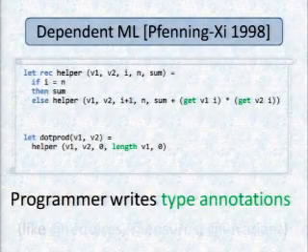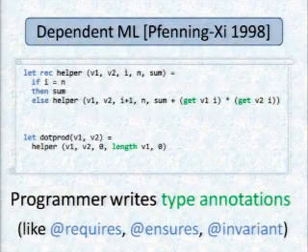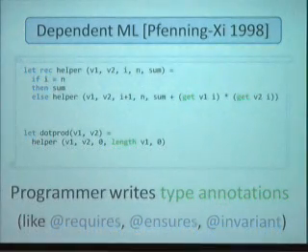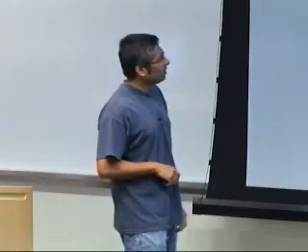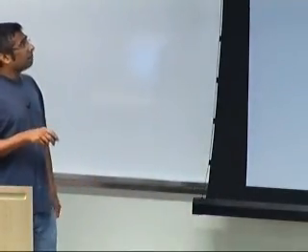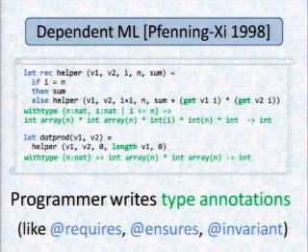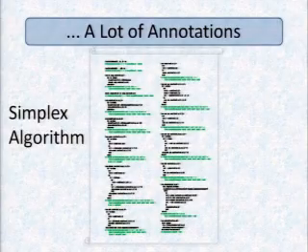The trouble with this approach is that one has to write a lot of type annotations in order to prove that, for example, in this little function, these gets are safe. These gets happen within bounds. One has to write a whole bunch of type annotations, which are basically requires, ensures, invariant annotations, preconditions, postconditions, loop invariants. For example, just for this tiny little program in a system of Xi and Pfenning from '98 called Dependent ML, one would have to write all these green things, which are the annotations.